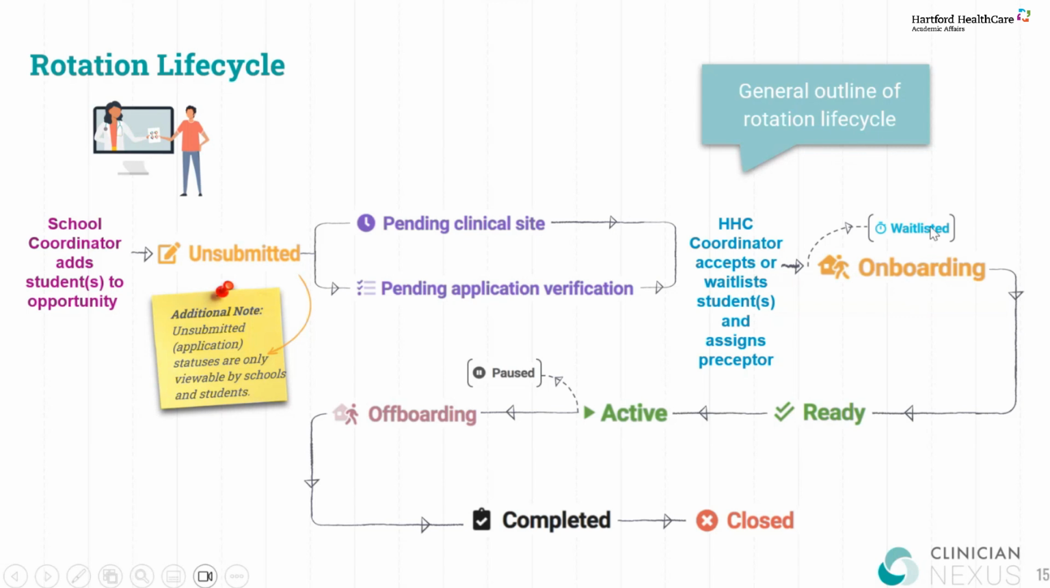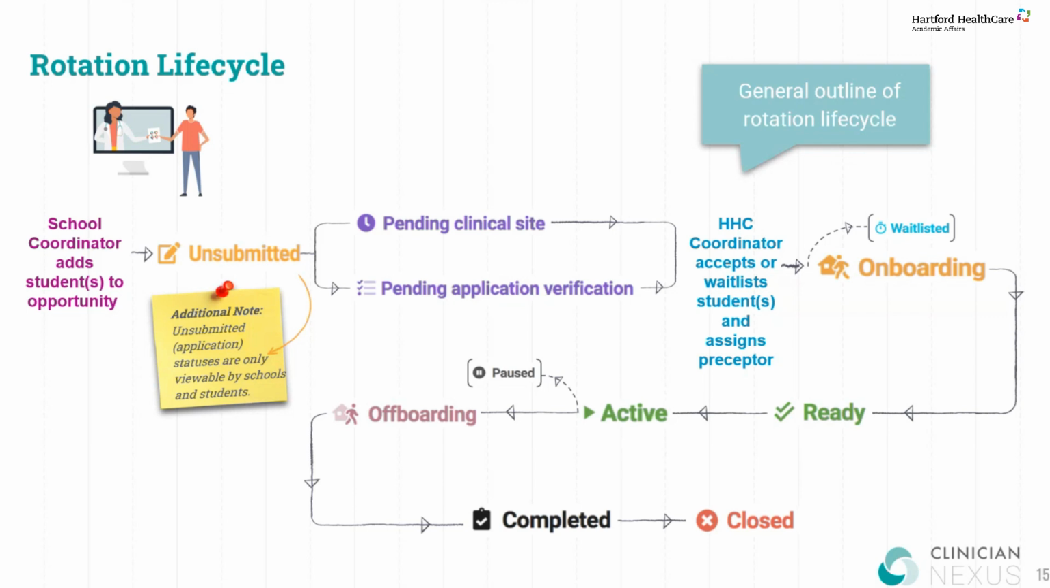There's also an optional waitlist option. If you're not sure if you'd be able to take them, but you don't want to close out the request altogether and you want to wait to see if you might have availability, there's that option. Once all the onboarding steps are complete, those pieces of information that have been pre-built that are the requirements of the student or the school to complete, the student will move to a ready status until their start date, where they'll move to active.